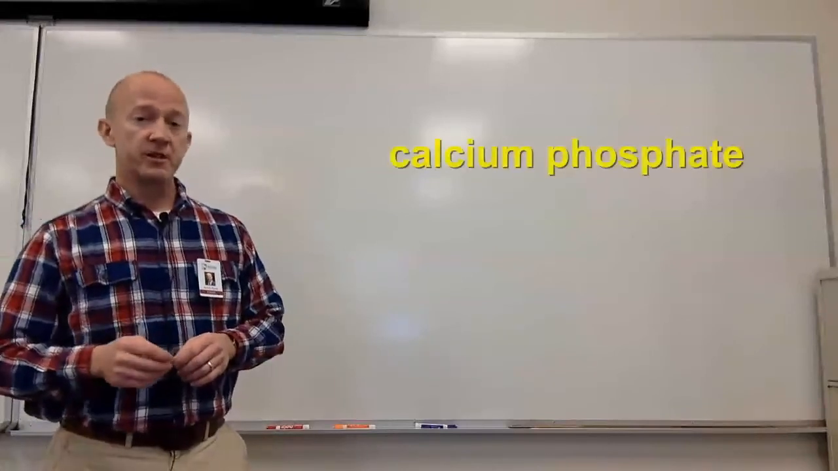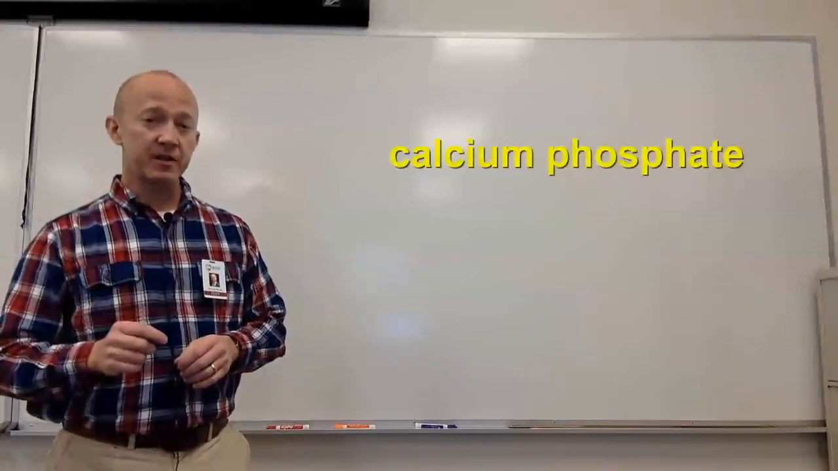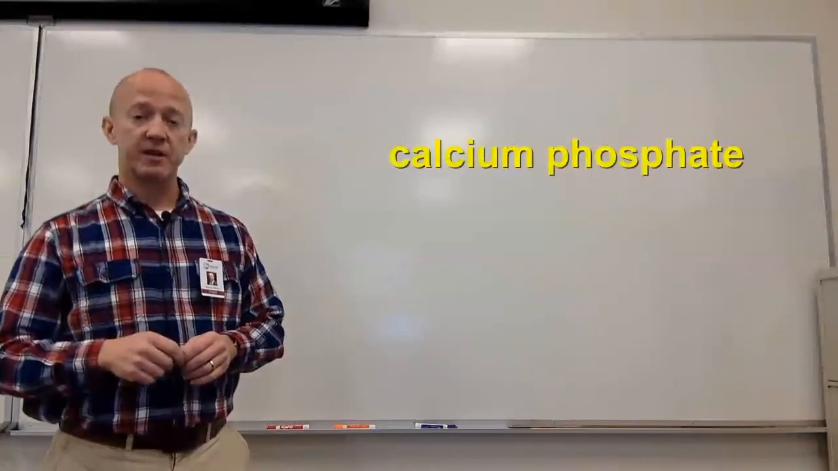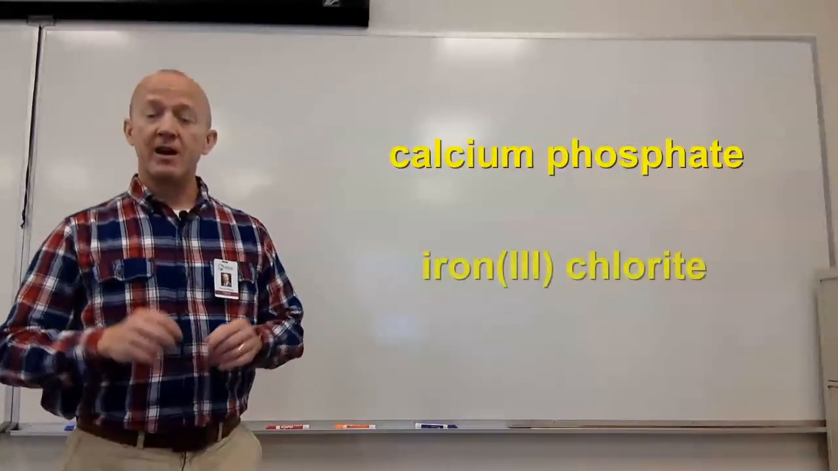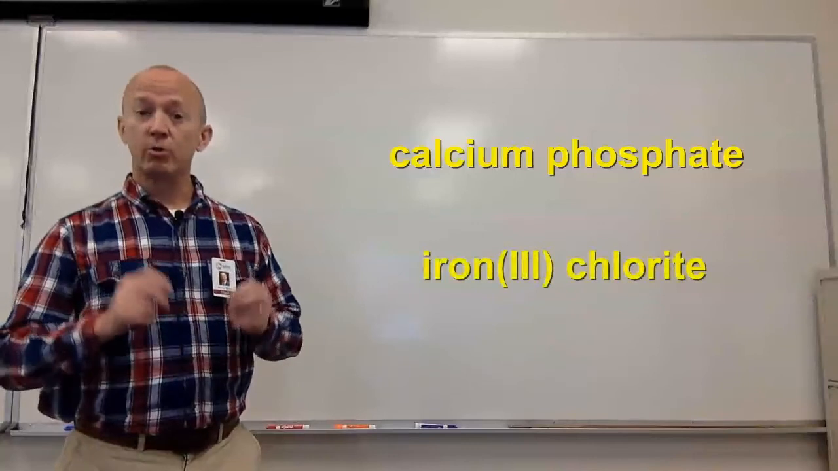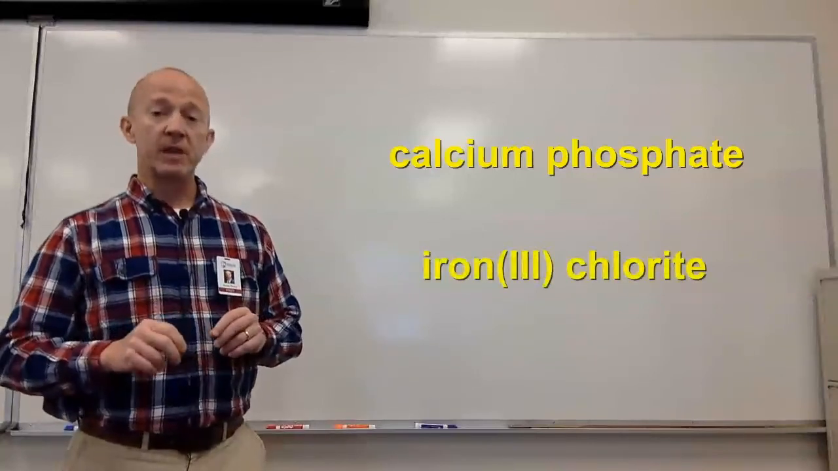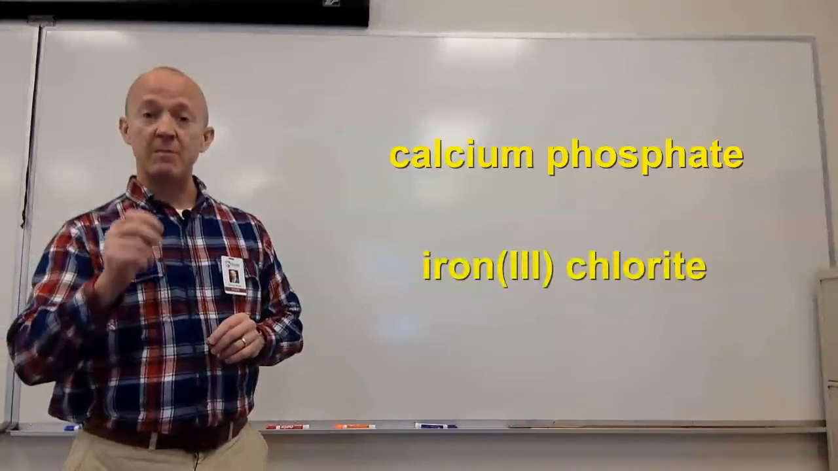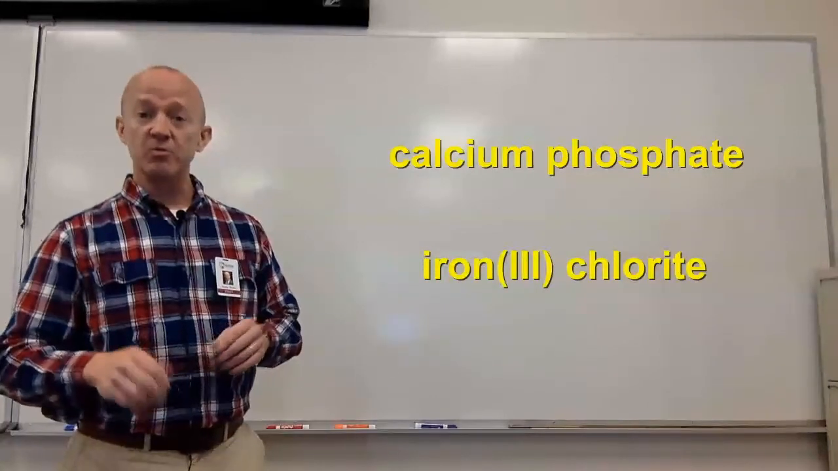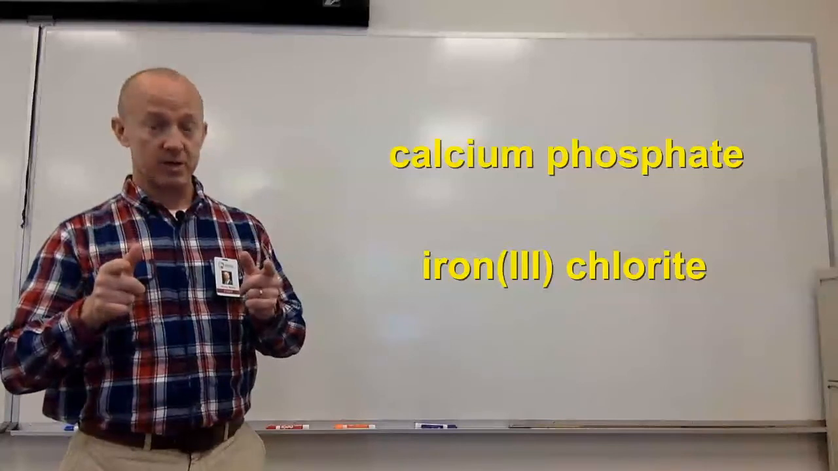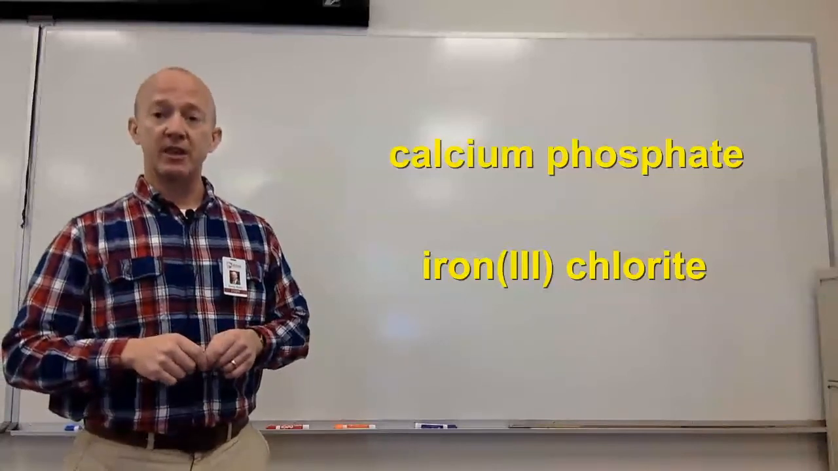The first is calcium phosphate. Calcium phosphate. The second one is iron 3 chlorite. Iron 3 chlorite. And remember, if it requires more than one of the same oxyanion, you need to use parentheses. Okay? You can put your answers on the LMS.